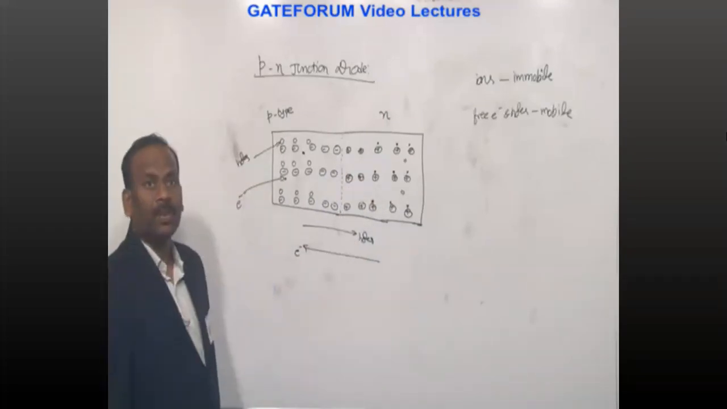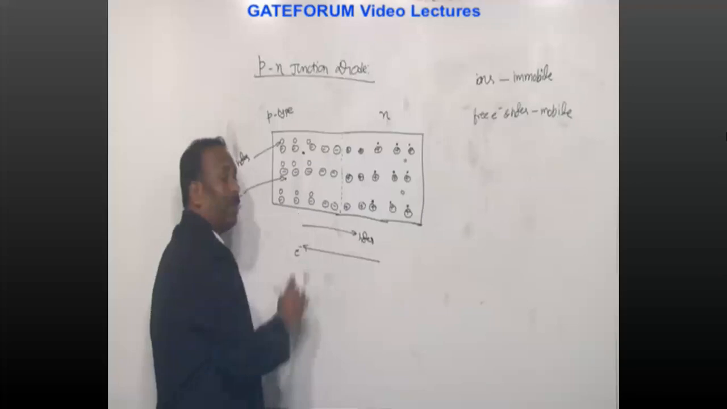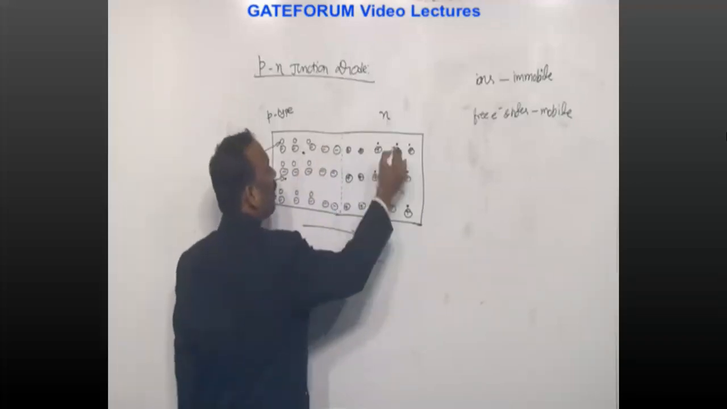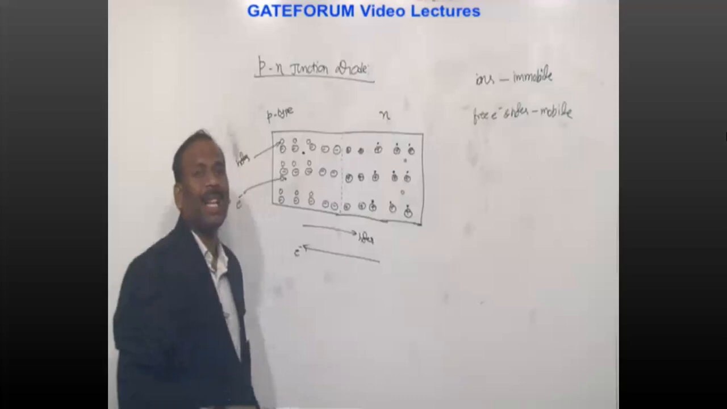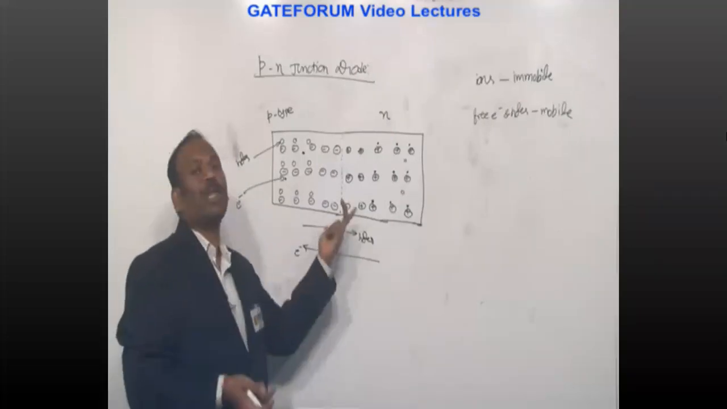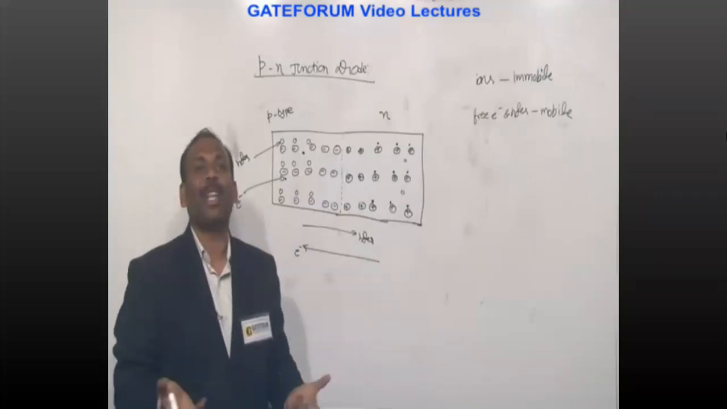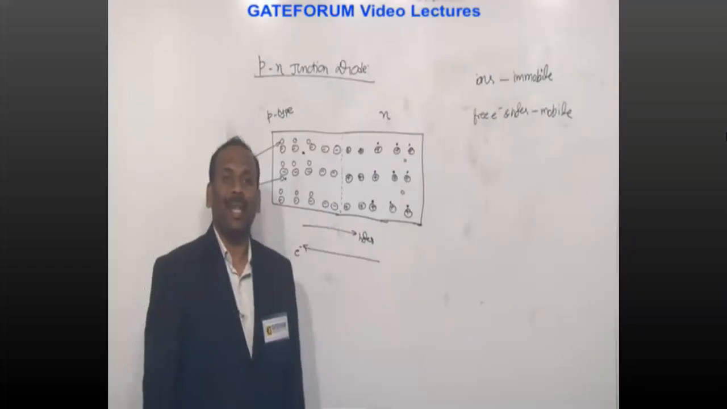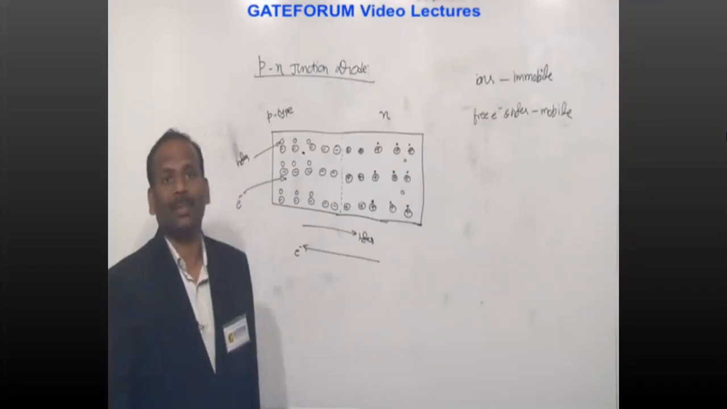Clear? Now, next this will recombine with this one, this will recombine with this one, this one recombines with this one. If all the electrons and all the holes are recombined, what is left over is only ions. What is the use of ions? They are immobile. There is no use. That means it's not happening.